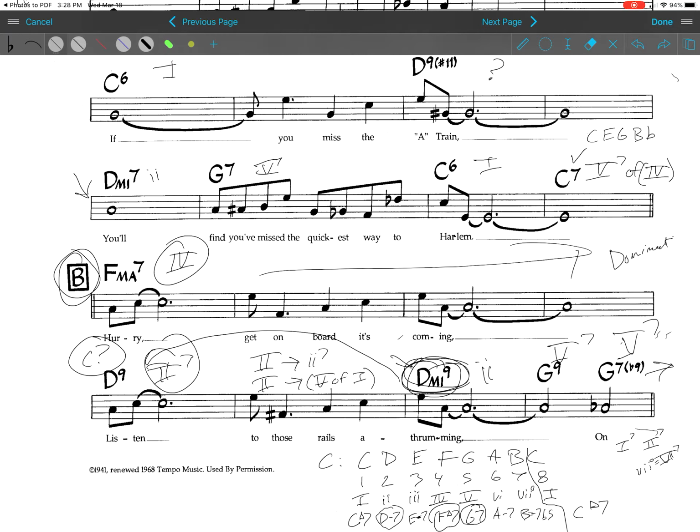I'll show you those really quick. Here's G7. Here's G7 sharp 11. Here's G7 sharp 5. Here's G7 sharp 5 flat 9. Here's G7 alt. Here's G9. Here's G7 flat 9 sharp 11. Here's G13 flat 9. Another one. Here's D flat over G.